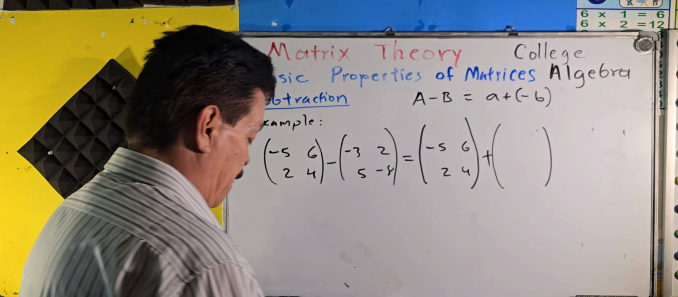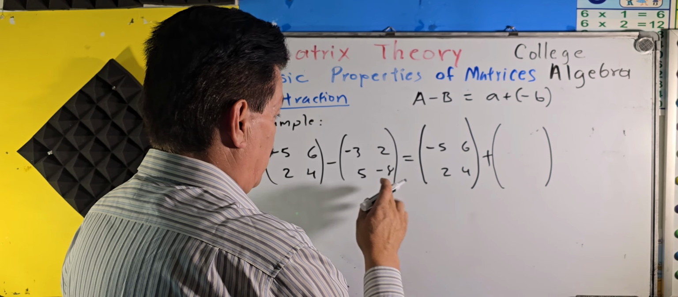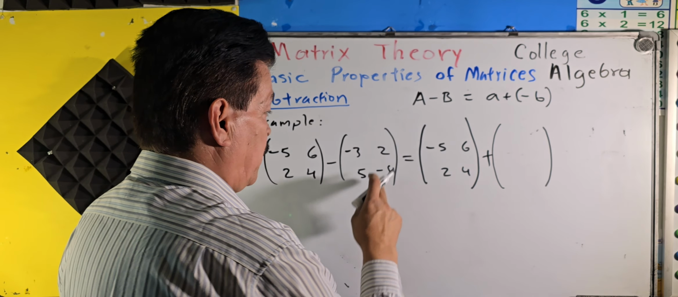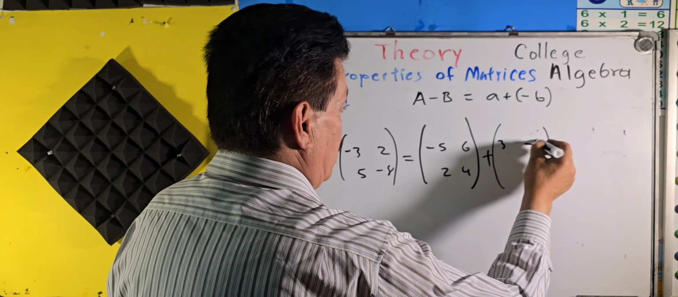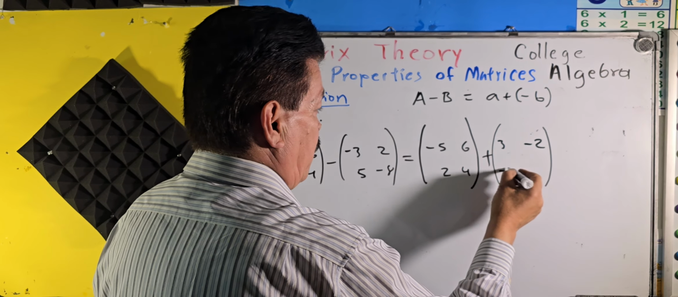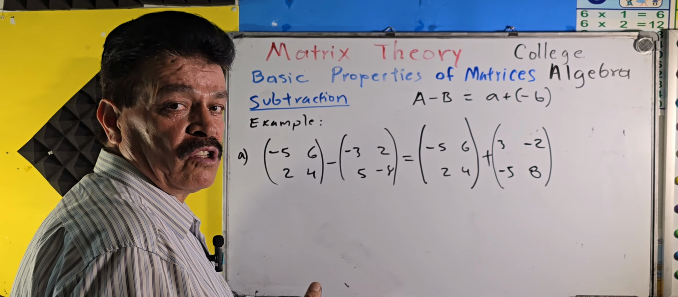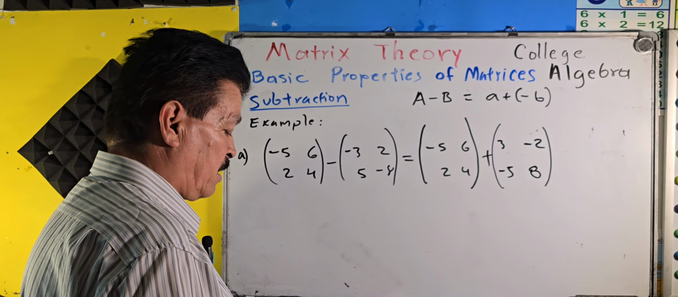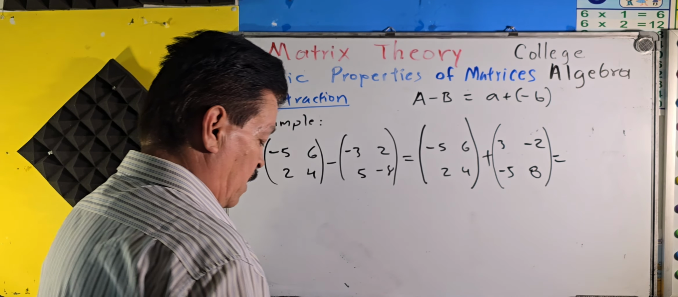If we subtract, we write down the first matrix as is, negative 5 at the beginning. This negative 3 becomes a positive 3, this negative 2 becomes positive 2, and it's going to be negative 5 and positive 8. All numbers inside the matrix change their sign. So now you are able to add.